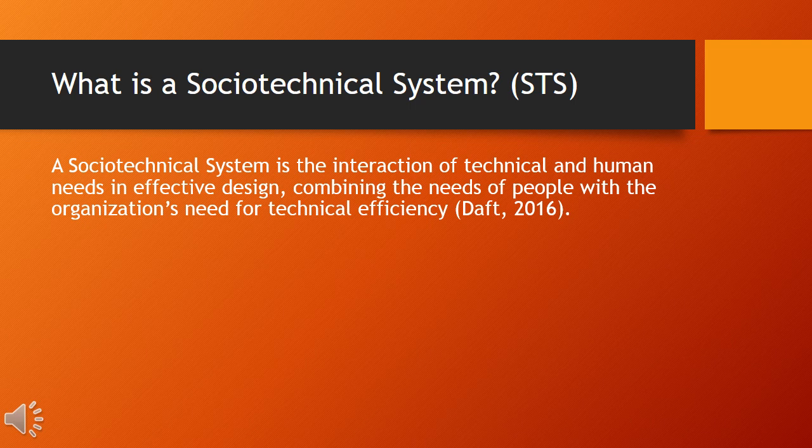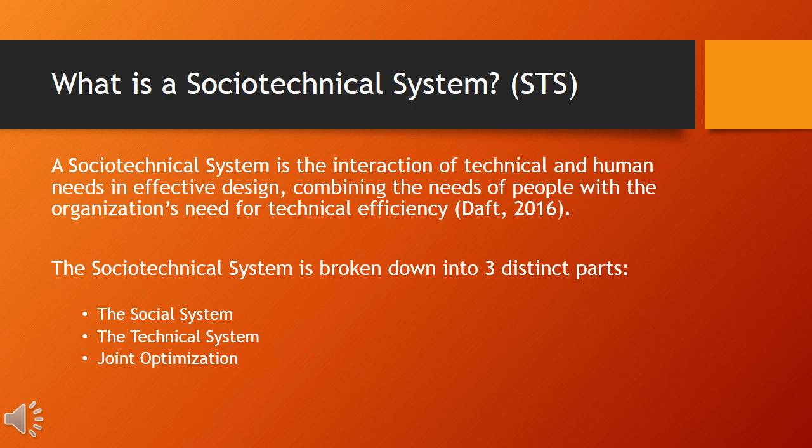For example, in preparing for this presentation, our group has implemented the beginnings of an STS. We had to combine the needs of our individual group members with available technologies of audio recording and PowerPoint to create a presentation for this class. If our group were to continue making presentations, we would constantly assess the needs of the group members and the available technologies in order to optimize our presentation. The socio-technical system is broken down into three distinct parts: the social system, the technical system, and joint optimization.